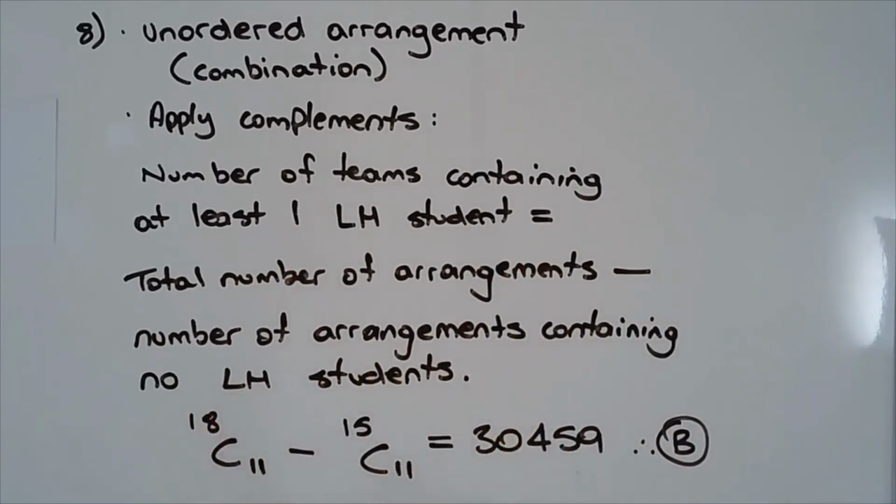Now the total number of arrangements is 18 choose 11, and the number of arrangements containing no left-hand students is 15 choose 11. Since there are 18 students on the team, 3 of which are left-handed, 15 are right-handed. And that equals 30,459 teams, therefore option B.